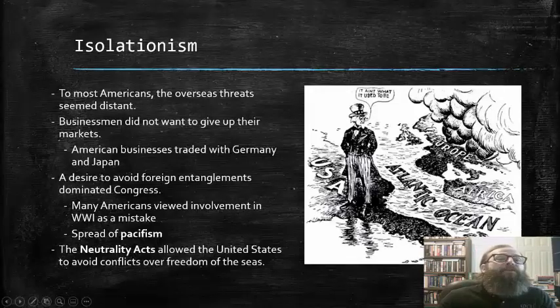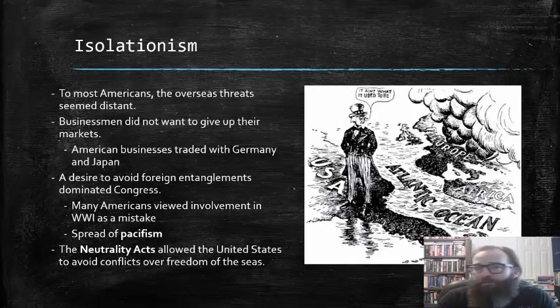To most Americans, all of these overseas threats seemed very distant, and American businessmen in particular were very wary of choosing sides in any of these conflicts, as they did not want to give up their markets and their ability to trade with these countries. American businesses traded extensively with both Germany and Japan, and that was a very lucrative trade that few were willing to give up very easily.